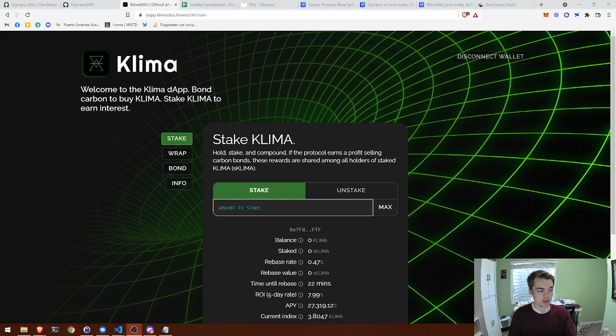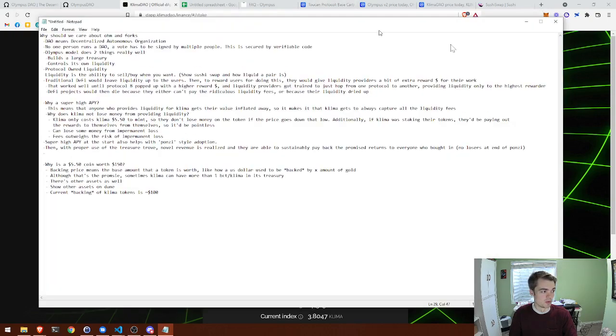And we're going to talk about that crazy APY, why it's okay, why it's there, what purpose it's serving. We're going to talk about how rewards are paid out. We're going to talk about how novel revenue is generated for the protocol, etc., etc. So let's just jump right in. First off, let me pull up my notes.